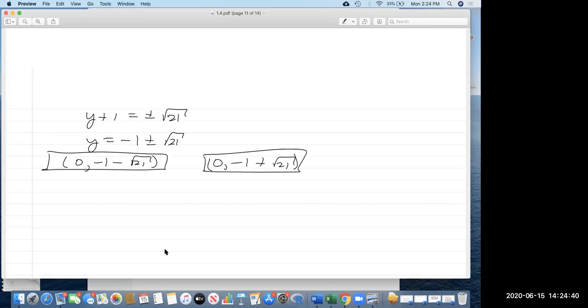So in general, the square root property says that if x squared equals a, then x is equal to plus or minus the square root of a. So you have two answers, the positive square root and the negative square root. Okay? Is that clear? It's just the square root property.